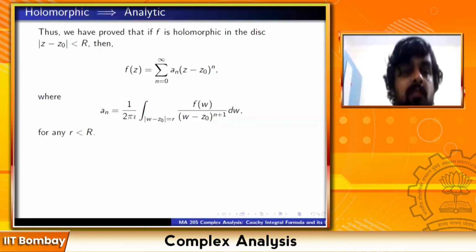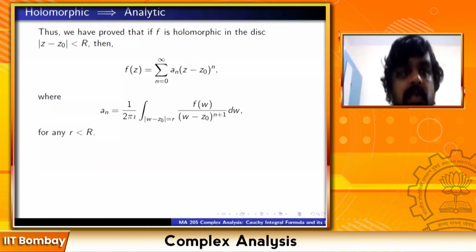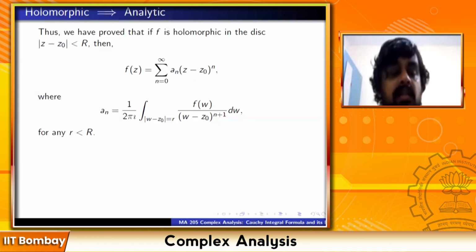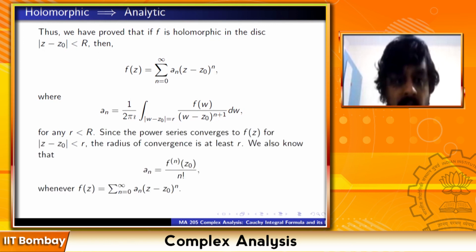Thus we have proved that if f is holomorphic in a disk of radius capital R around z naught, then you can write f(z) as summation a_n (z minus z naught) to the power n, where a_n is this integral 1 upon 2 pi i integral of f(w) dw upon (w minus z naught) to the power n plus 1, for any small r less than capital R. This is the upshot.